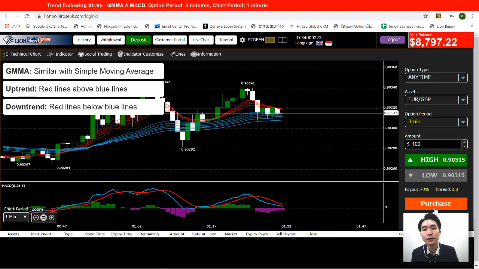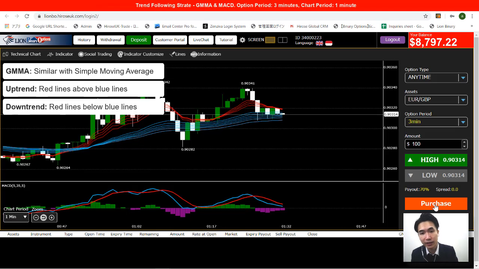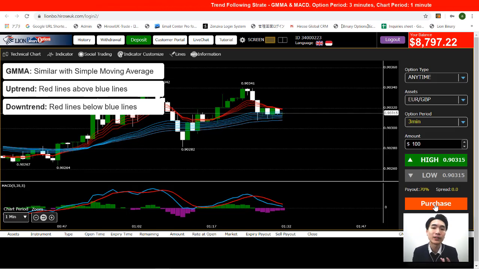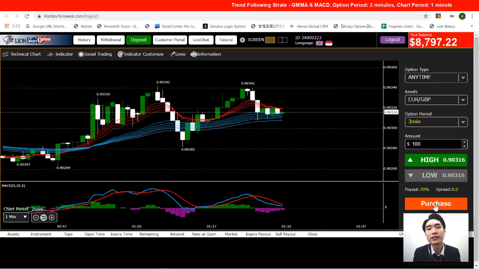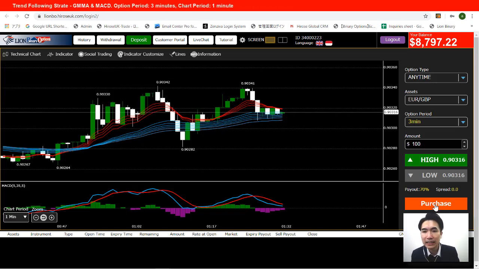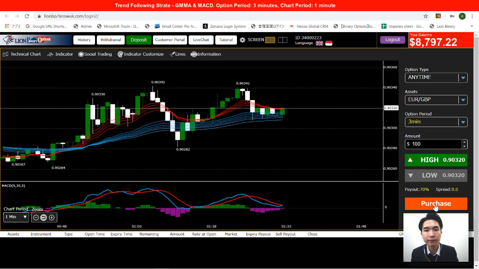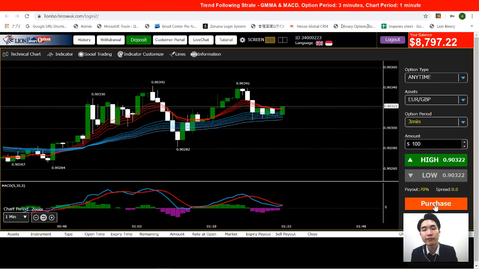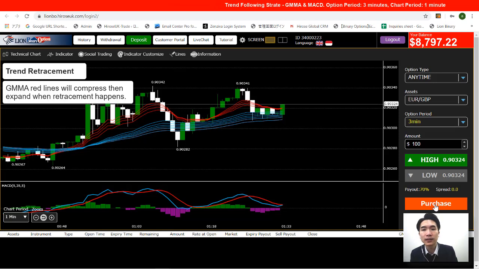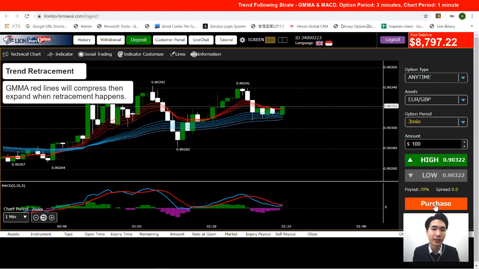So you can actually tell the trend direction within a split second if you take a look at the relation between the red lines and the blue lines. Next we'll move on to the theory of the GMMA. When we use GMMA, we are looking for a retracement within a trend market, meaning that we are looking for a moment that the price goes back to its trend direction.